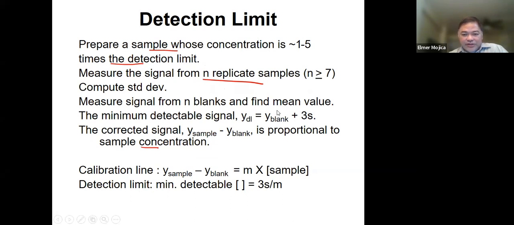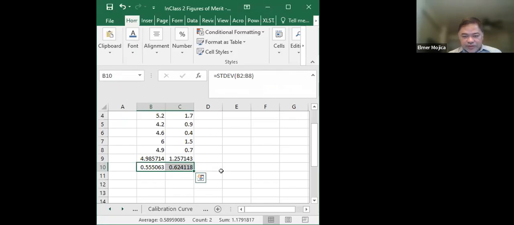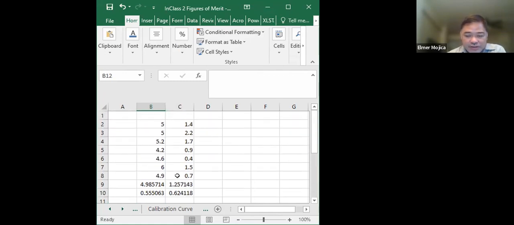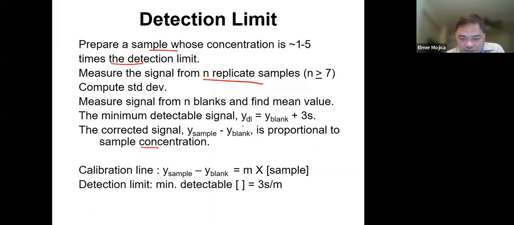Okay. So if we look at the information that we have here, we have the standard deviation, which is around, we could say 0.56. So this is the standard deviation of your sample. And then we're going to get also the signal coming from the blank, which is 1.26. So to solve the problem, if we go back, okay, we're going to use this one.